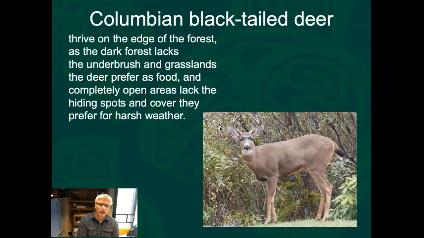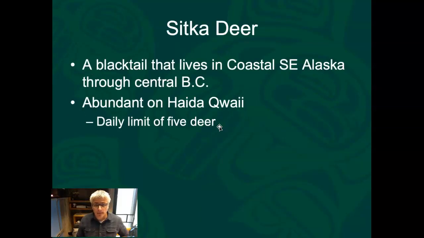Columbian blacktail thrive on the edge of the forest, and so we often see them on campus wandering around in the meadows, and they tend to be less afraid of people here than in other areas. Nonetheless, they typically bed in dense, darker areas adjacent to open areas that they can forage in, open grasslands. So it's a species that needs both of those things. It needs a dense forested area to take cover in, and it needs an open area for browse.